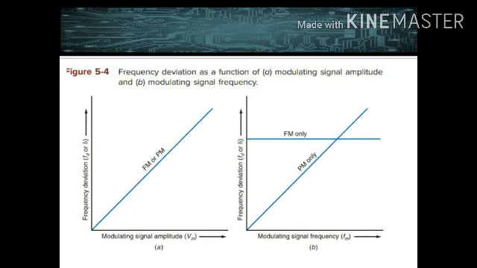Now, for the figures, frequency deviation as a function of, for figure A, modulating signal amplitude. Now for figure B, modulating signal frequency. Now for the explanation. For figure A, as the modulating signal amplitude increases, the frequency deviation increases. Now for figure B, as the modulating signal frequency increases, the frequency deviation remains the same.